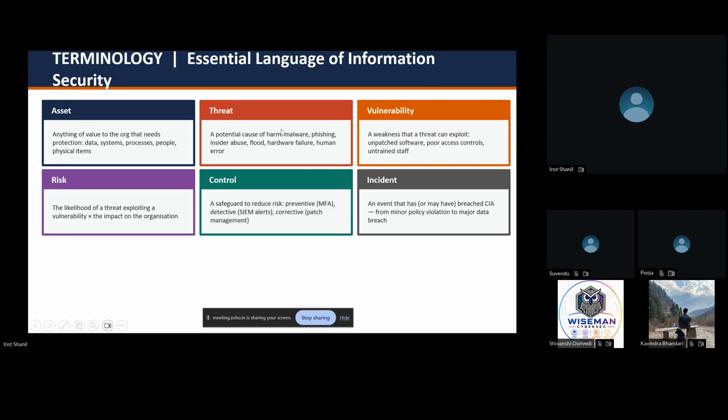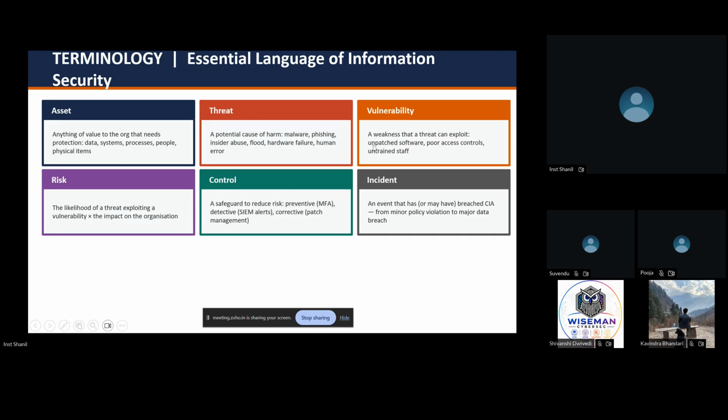What is a threat? A potential cause of harm, like malware, phishing, insider abuse, flood, hardware failure, human error. So anything of fear that your data or your asset might get impacted, it is a threat, right? Whenever you go out and you lock your house, there's a threat that someone might enter your house for a theft, right? So that is a threat.